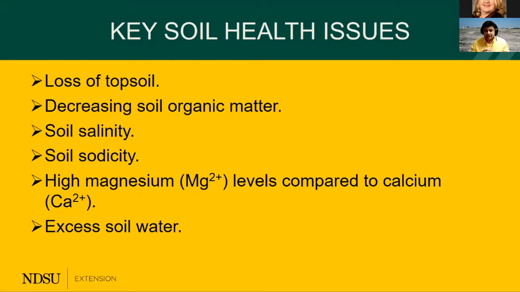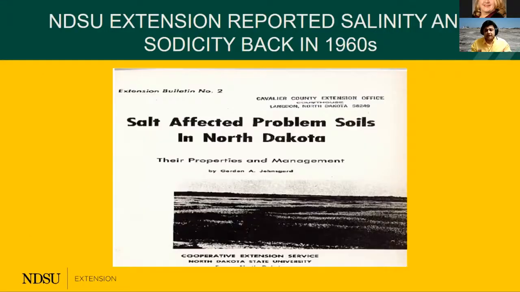I believe that we are blessed with one of the best soils in the world here. But if we compare the organic matter levels to when people started farming these soils, they were much higher. So we not only need to maintain them, but we need to try to increase them. And then soil salinity, sodicity, high magnesium levels compared to calcium, and excess soil water. Like I said, I'm going to mostly be focusing on issues like salinity, sodicity, excess soil water, and high magnesium levels. I just want to quickly mention the background of these issues.